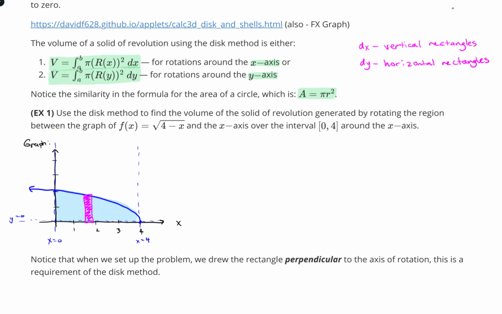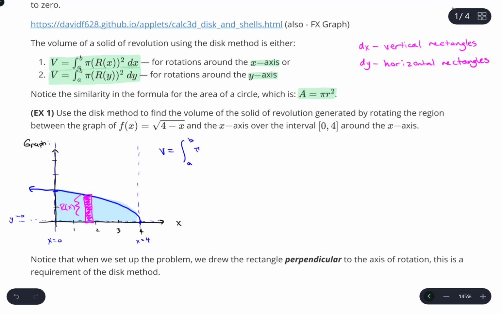All right, so the height of this rectangle defines this function r of x, because when I go to get my volume, I would be using the integral from a to b of pi times some function r of x squared dx. And it would be dx because I'm using a vertical rectangle, and then that way I know my function is in terms of the variable x, so r of x. Okay, so this actually isn't nearly as bad as it might seem to be.